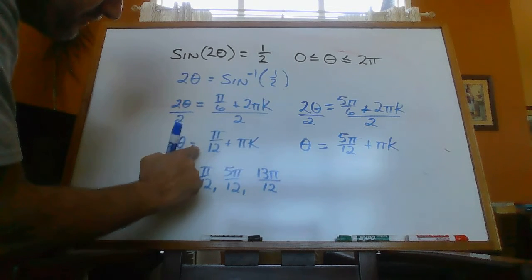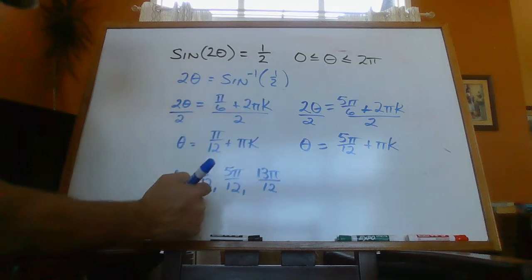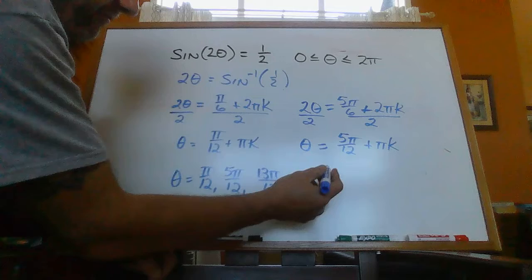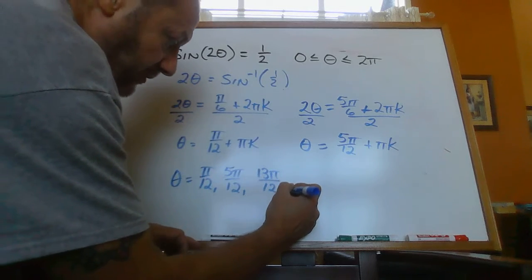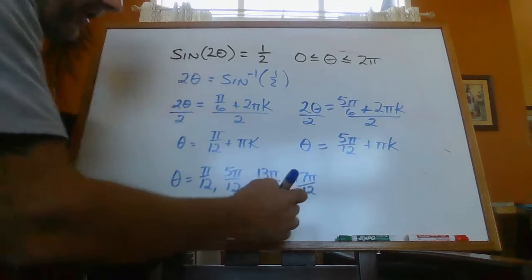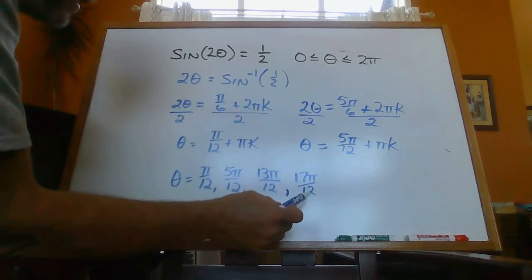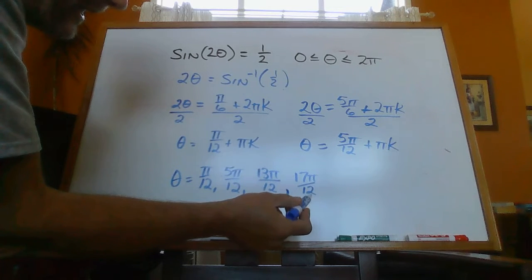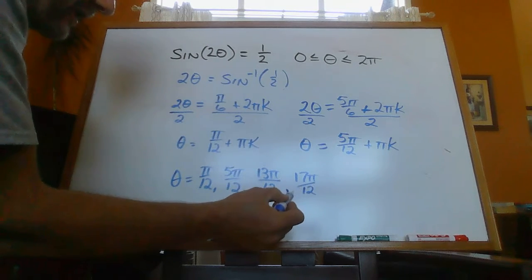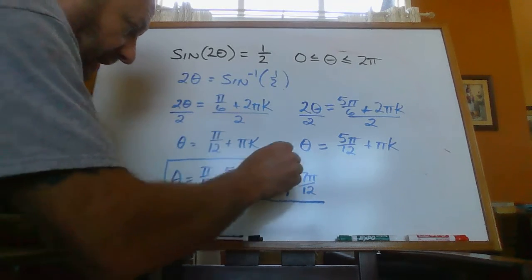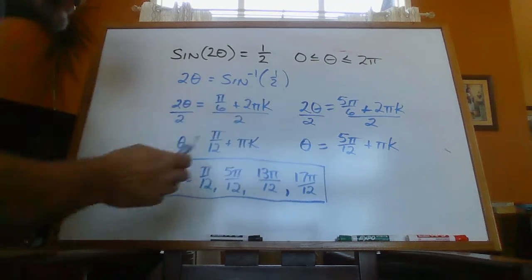And obviously, if I subtract 12 pi over 12, I get negative 11 pi over 12, and that's less than 0, so I don't want that one. Then I take 5 pi over 12, and I add 12 pi over 12 to that, and I'm going to get 17 pi over 12. And then, of course, if I add 12 pi to that, I get 29 pi over 12, and that's way too big. So here are my 4 answers that fit inside 0 to 2 pi.